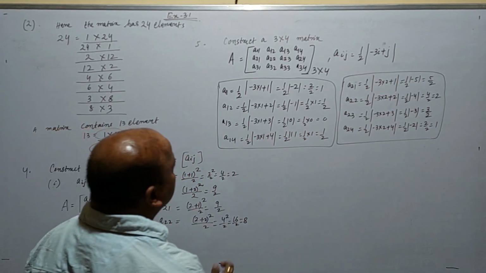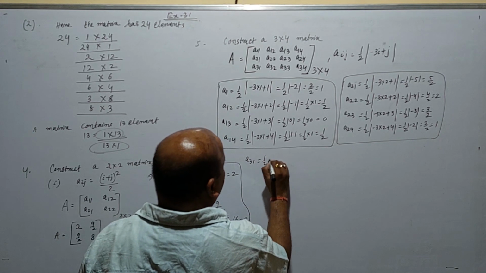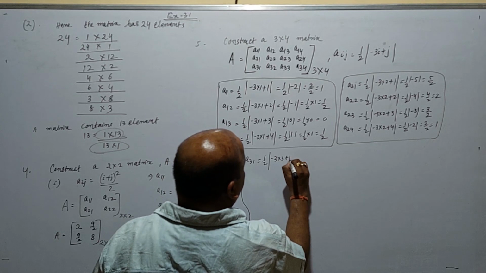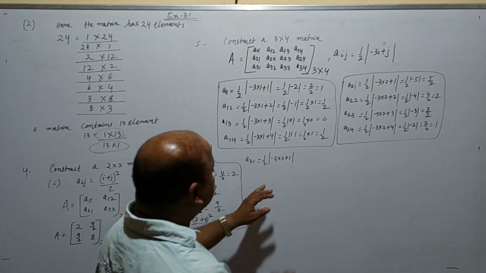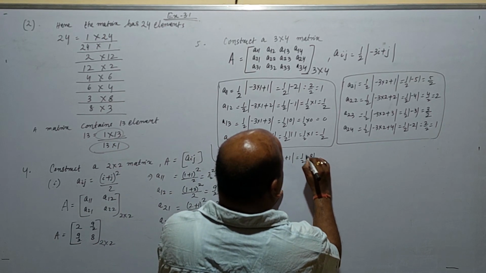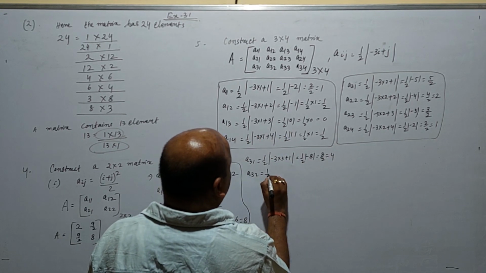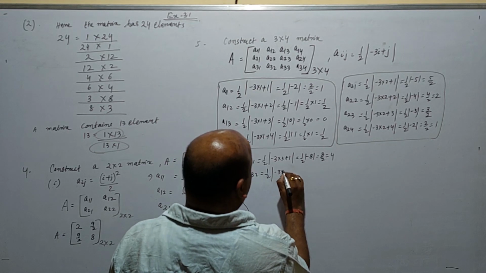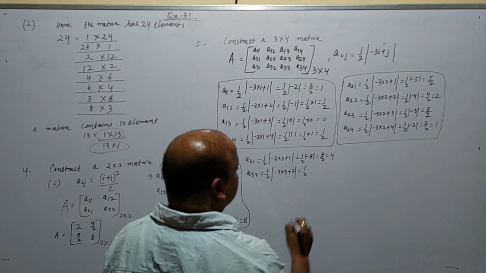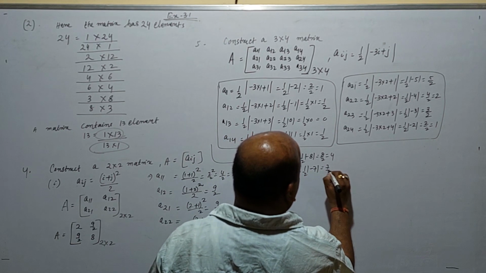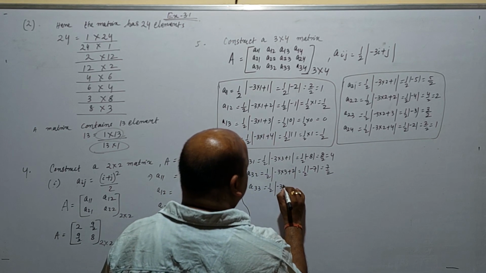Now come to third row elements. It is A31. A31, students. So half into minus 3 into 3 plus 1, because i is equal to 3 here and j is equal to 1. So minus 9 plus 1, minus 8. So half into minus 8 mod. It is 8 by 2, 4. Then A32: half into minus 3 into 3 plus 2. So that is equal to half into minus 9 plus 2. It is minus 7 modulus value. So 7 by 2. A33, third row, third column. Half into minus 3 into what?